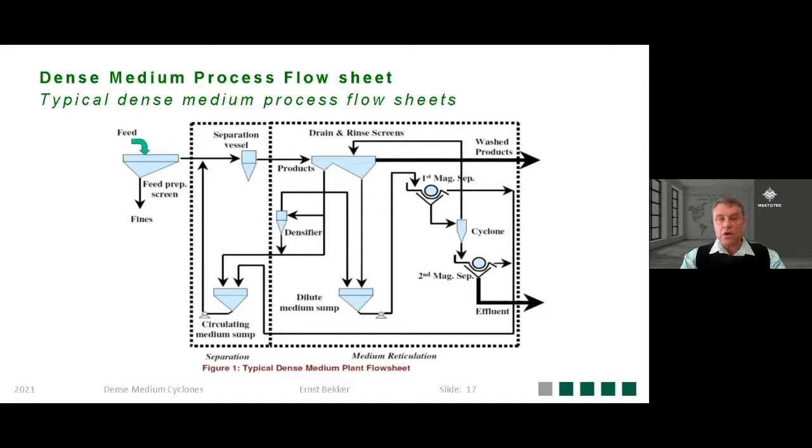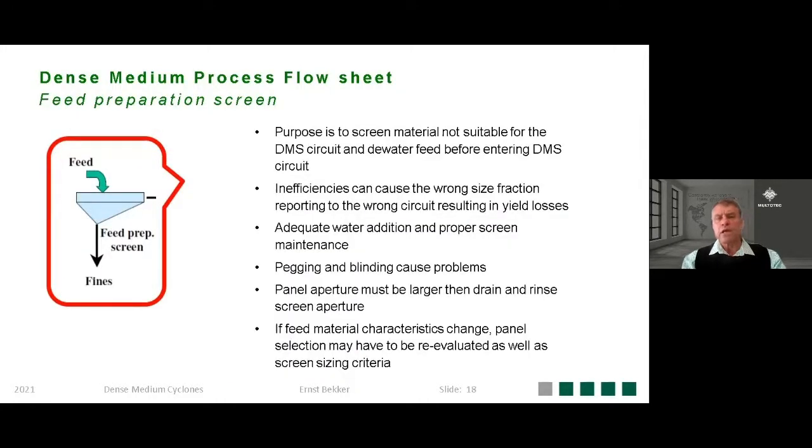Back to our basic flow sheet, let's look at the feed preparation screen. What is the purpose of the feed preparation screen? It needs to prepare material before entering the dense media circuit. You can't just send everything from the run of mine, after it's been crushed, into a dense media vessel or dense media cyclone.